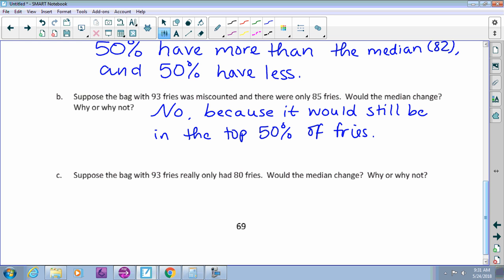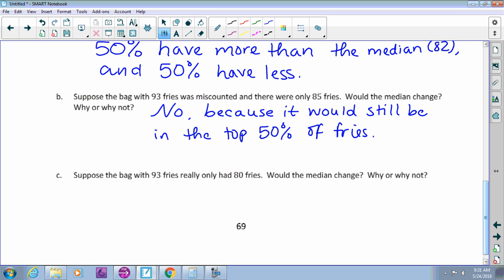Sometimes your mean and your median will be very close. Sometimes they're vastly different. It really is going to depend. In this case, if you got a bag of fries that had 200 fries in it, your median's going to stay the same, but your mean's going to drift. The average is going to go up a bunch because of that.